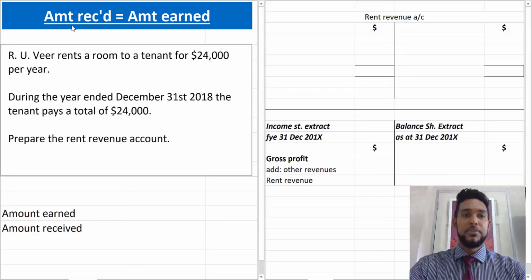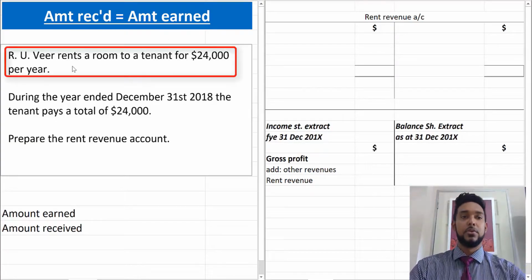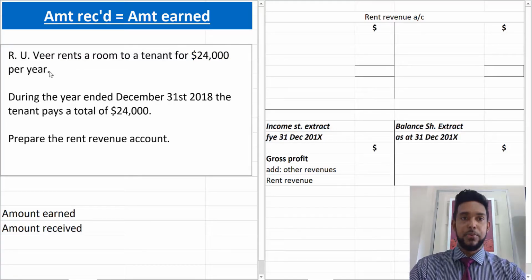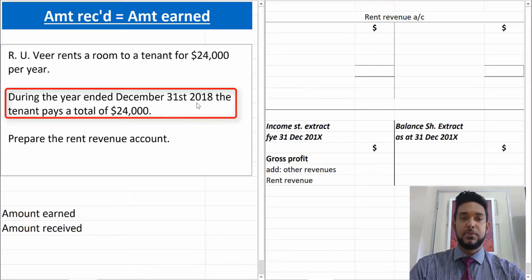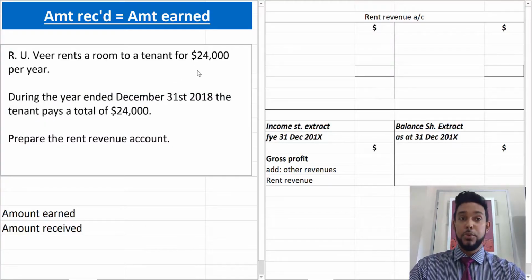Okay, so on to the first example. This is where the amount received is equal to the amount earned. Are you there? Rents a room to a tenant for $24,000 per year. From that sentence alone, this tells me how much the landlord is going to be earning. So this $24,000 is earned every year. Now, during the year ended December 31st, 2018, the tenant pays a total of $24,000. What a good tenant. They paid us exactly how much was owed. So what we have to do is prepare the rent revenue account.